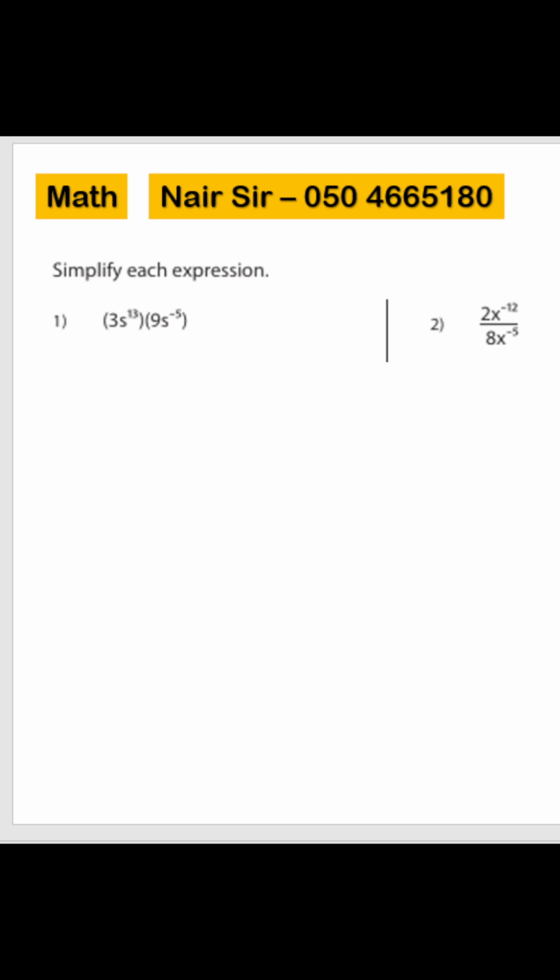Let's look at the one which we will solve. The question that tells me is: I have got 3s raised to 13, bracket, 9s raised to minus 5.